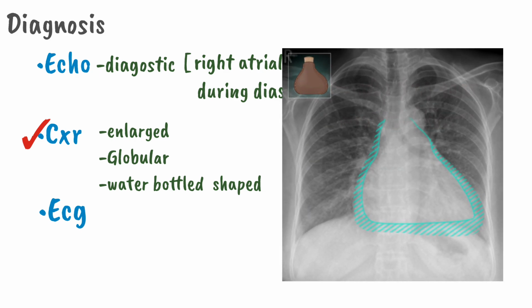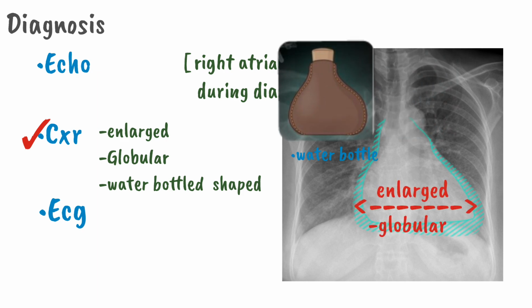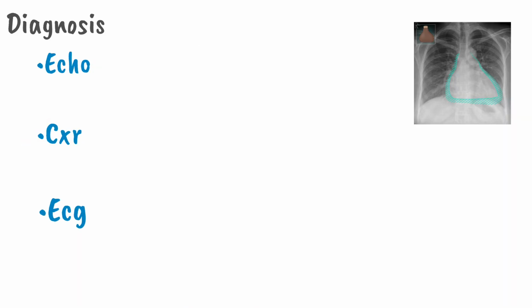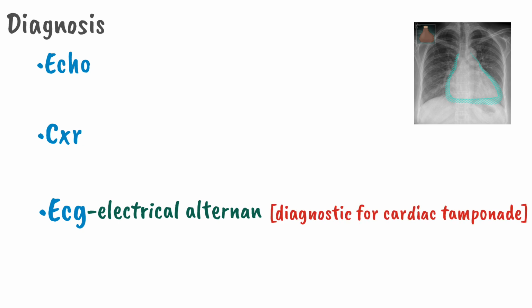As you guys can see in this X-ray, there is an enlarged globular shaped heart with water bottle shape. This is a water bottle and the heart resembles the shape of a water bottle. So it is called a water bottle shaped heart. Last, on ECG we will see electrical alternans. The electrical alternans is a diagnostic ECG finding of cardiac tamponade.